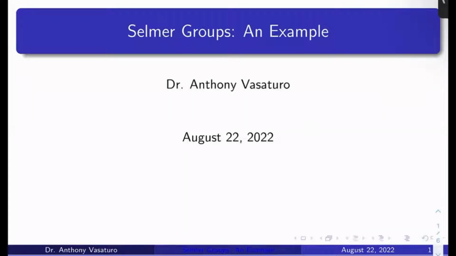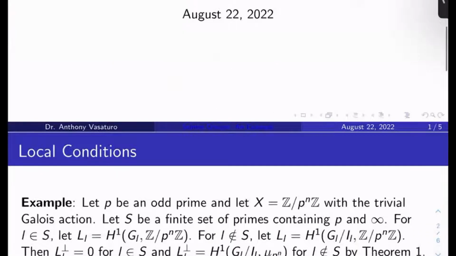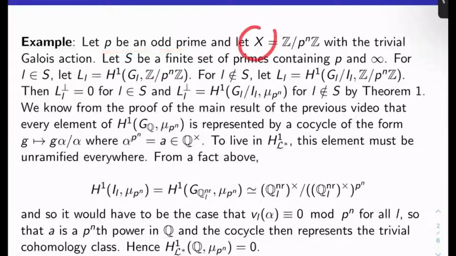Today, we're going to go through an example looking at the Selmer groups we covered last video. So let P be an odd prime. Let X be Z mod P to the N Z with the trivial Galois action. We'll let S be a finite set of primes containing P and the infinite prime.